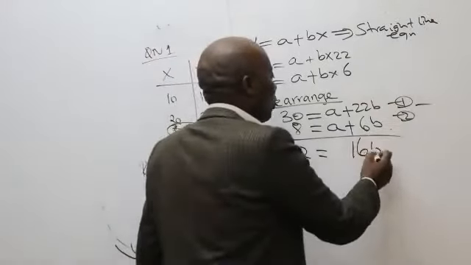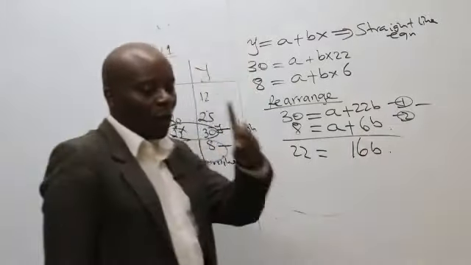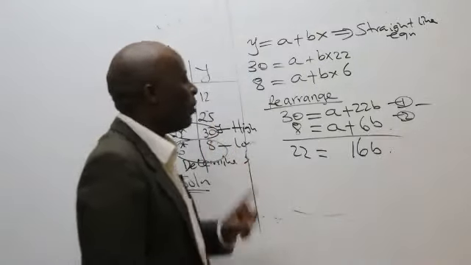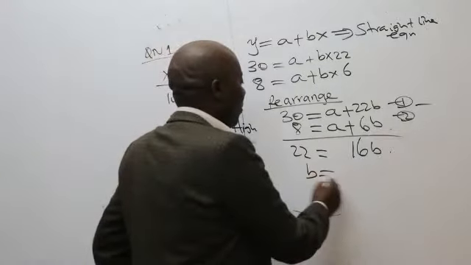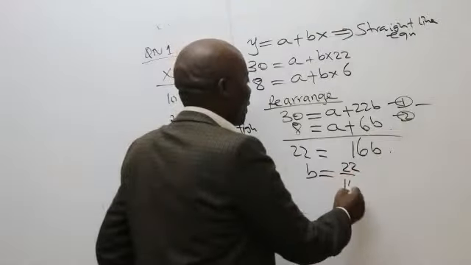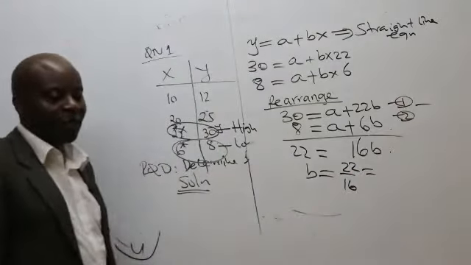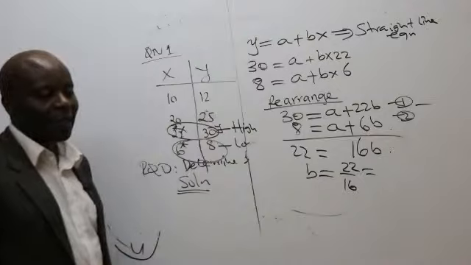We don't want 16 b's. We only want one b. So the one b will be 22 over 16. So 22 over 16 gives me what figure, somebody? What is 22 over 16?